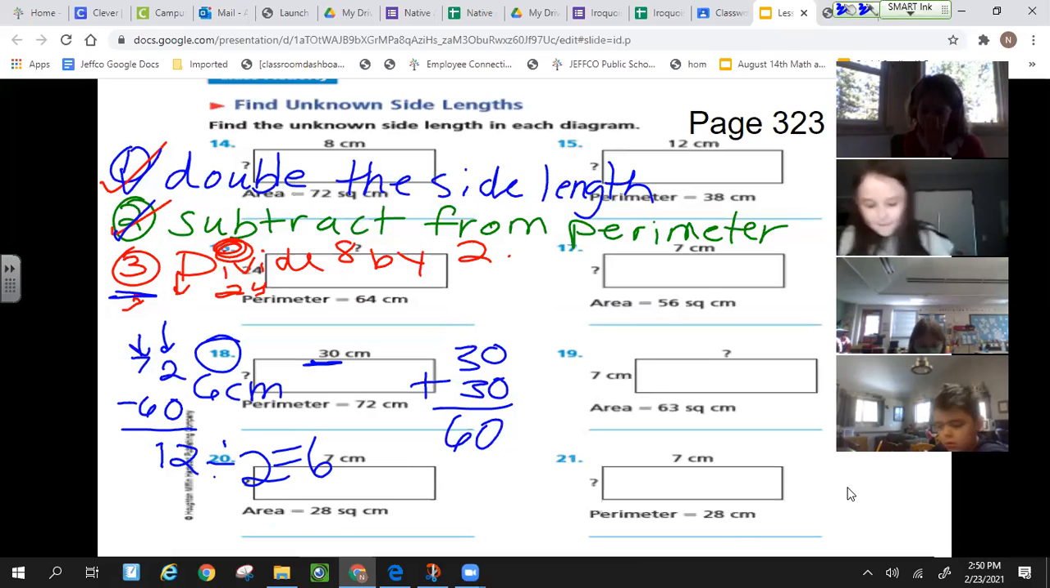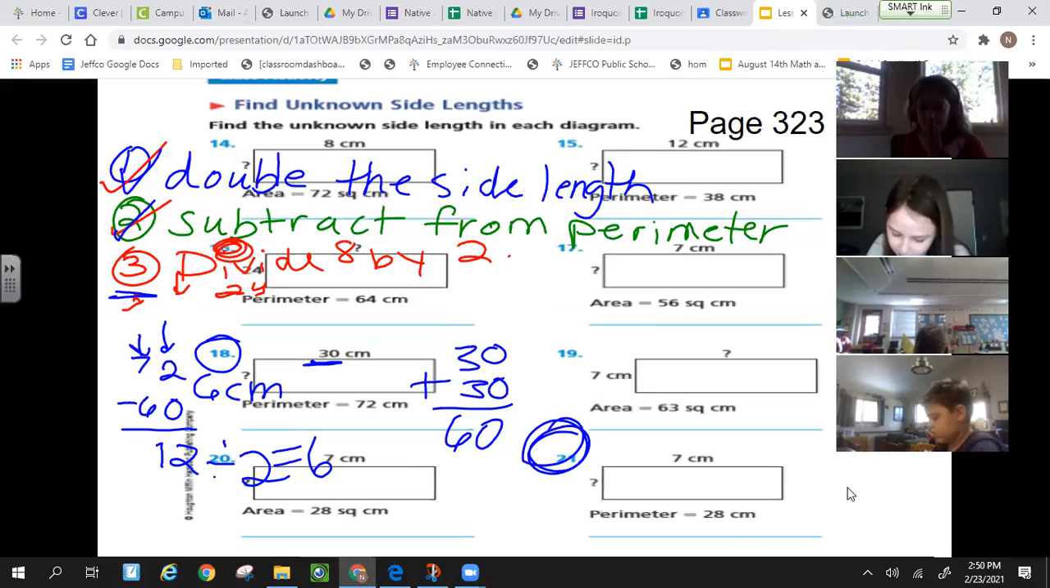All right, if you follow those 3 steps, I think you'll be fine doing number 21 on your own. Go for it. Everybody work on 21. Think about that: double, subtract, divide. Double, subtract, divide. Let's make it super simple.